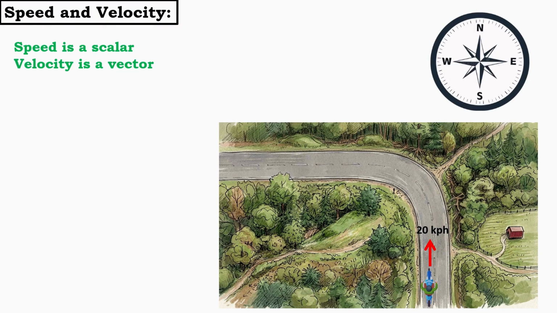Consider the motorcycle shown on the screen taking a turn at a constant speed of 20 kilometers per hour. Throughout the turn, the speedometer continues to read 20 kilometers per hour. So the speed remains constant. However, the direction of motion changes continuously from north towards west. Since velocity depends on both magnitude and direction, the velocity is continuously changing, even though the speed remains the same.